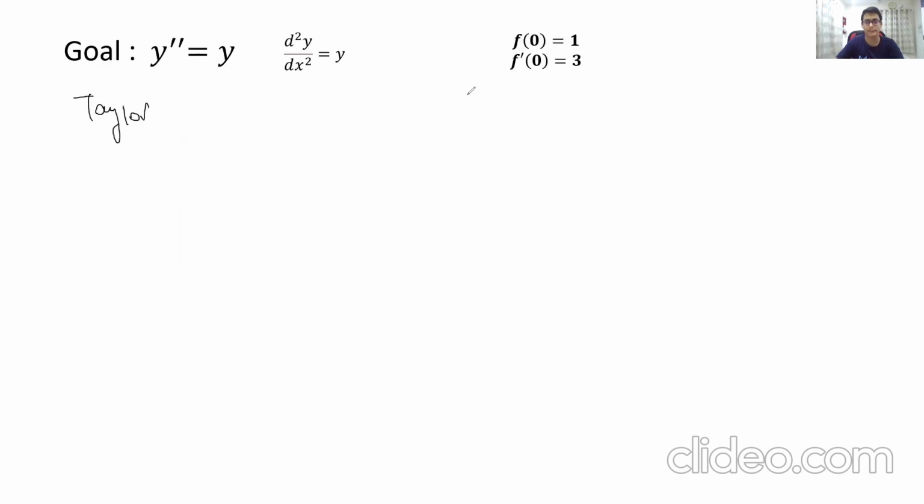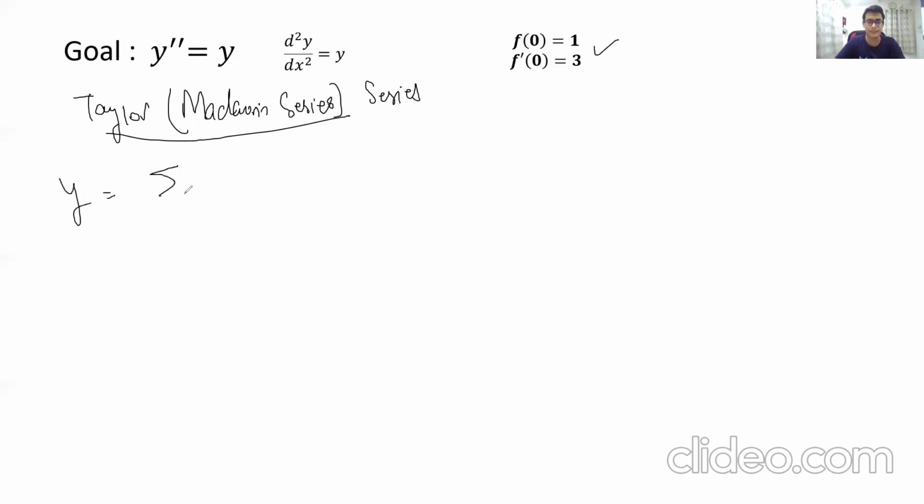But today we're going to solve this using a very interesting method, which is by constructing the Taylor series, or rather the Maclaurin series of y. So this is going to be much more interesting than the classic method. The initial conditions given to us are that f evaluated at 0 is 1 and the derivative of f evaluated at 0 is 3. So without any further ado, let's get started.